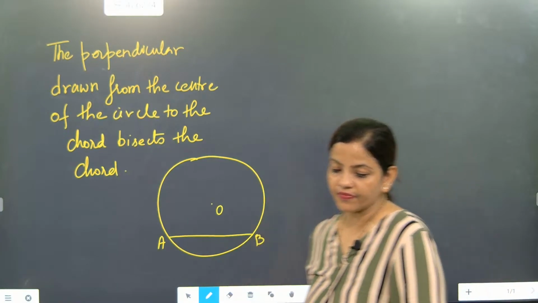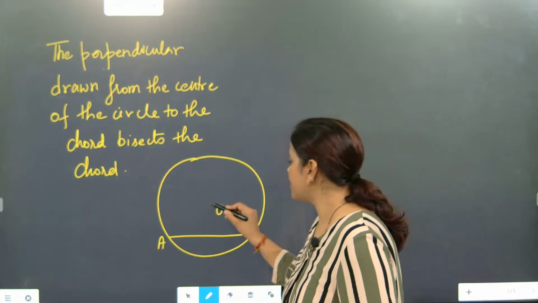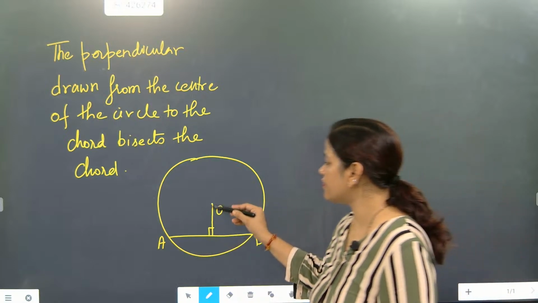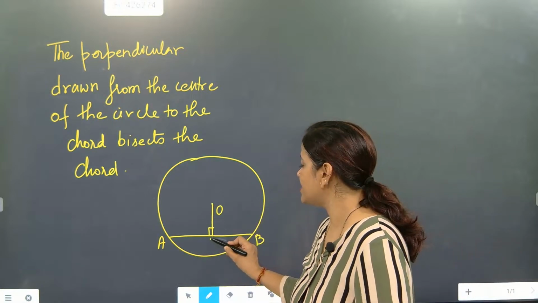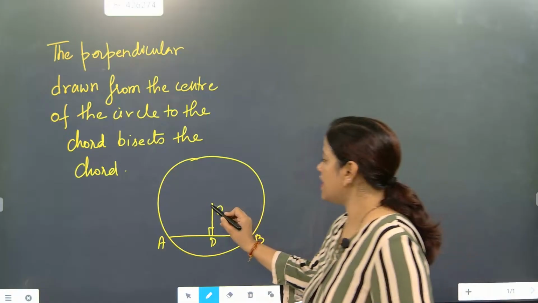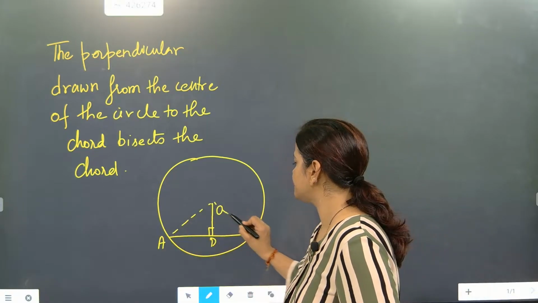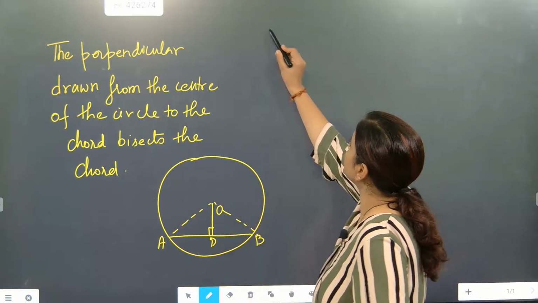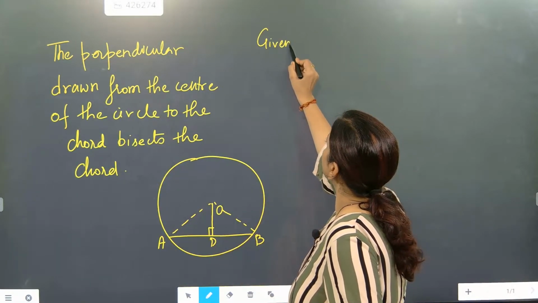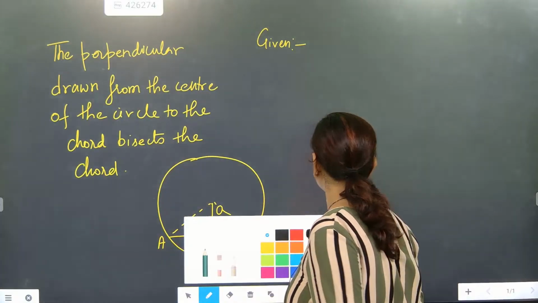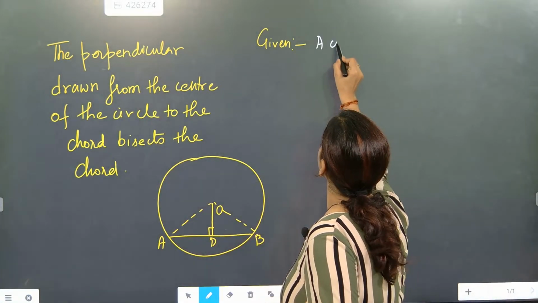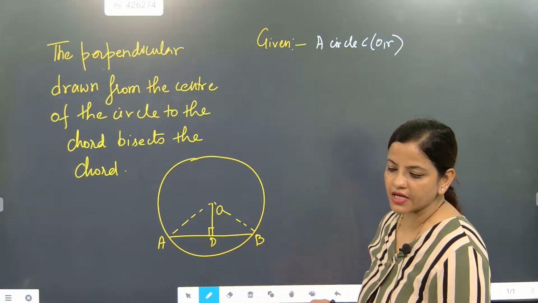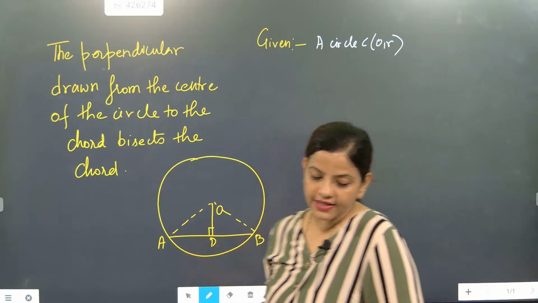Avni, good evening, beta. I'm fine, thank you, Avni. So the perpendicular drawn from the center of the circle to the chord bisects the chord. What is given and what are we going to write? Given section first. The given section is: a circle with center O and radius R is given.